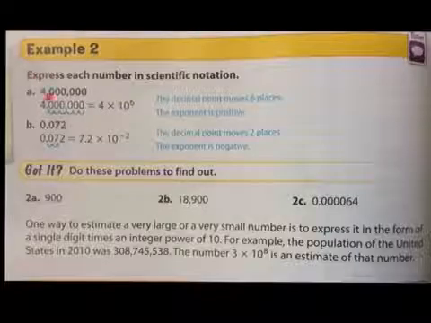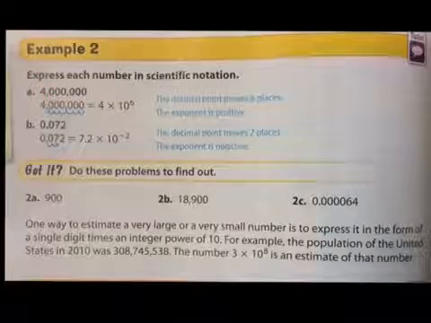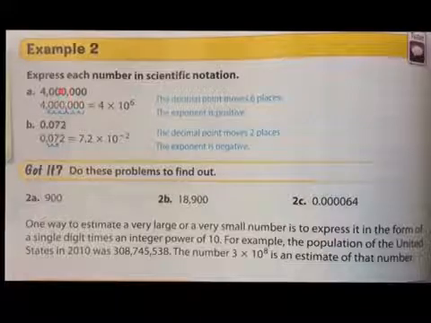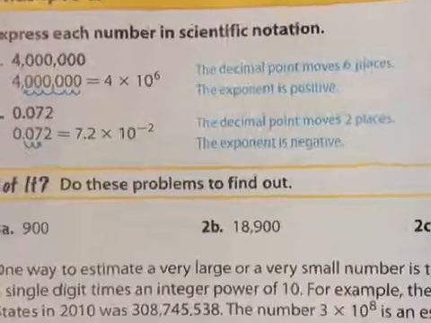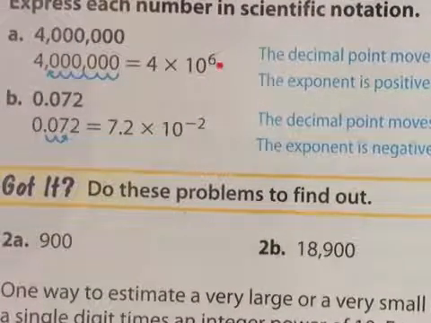That's simple. Remember, keep one whole number, right? And then count the number of zeros, 1, 2, 3, 4, 5, 6, and you make it a base 10 to the power of 6. So this is expressing the number of zeros. The exponent is expressing the number of zeros.